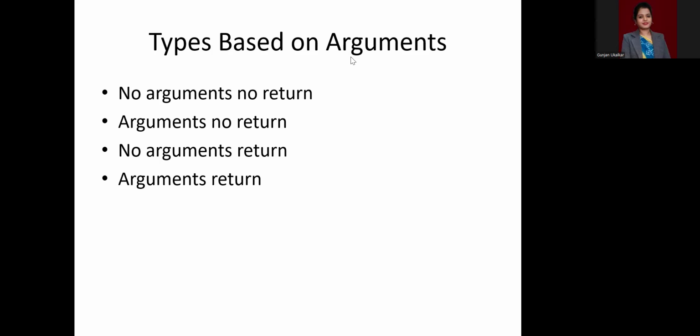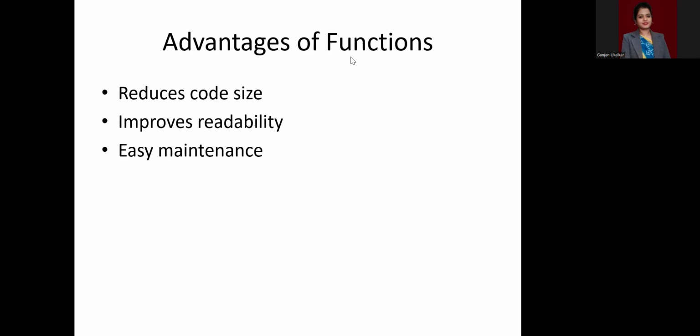Types based on the arguments: no argument, no return; arguments, no return; no argument, returns; argument, returns. Advantages of a function: it is used for code reusability, easier maintenance, better readability, faster debugging, and supports teamwork.